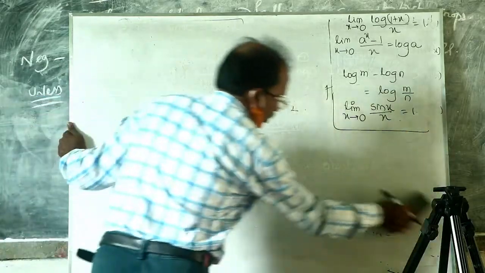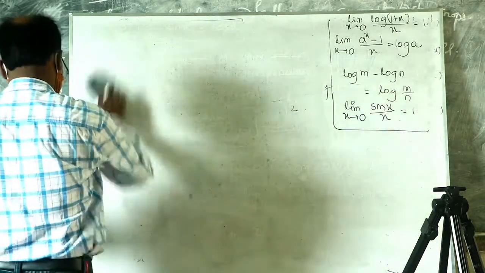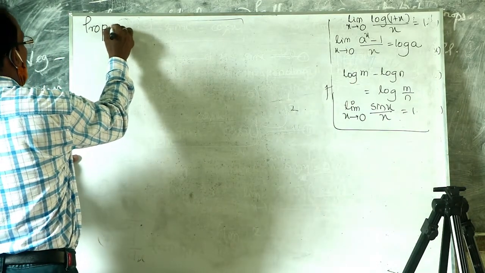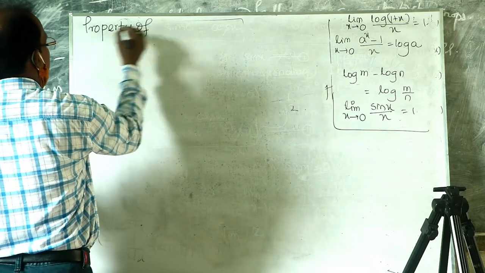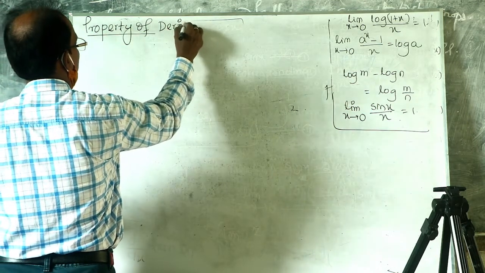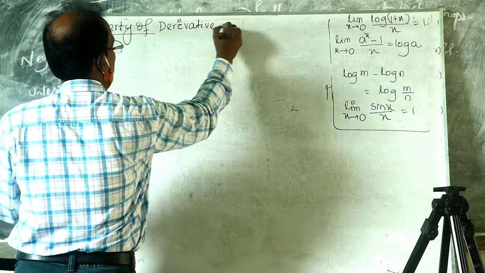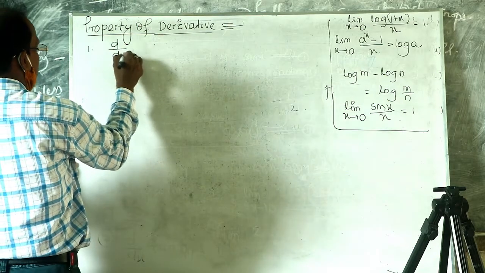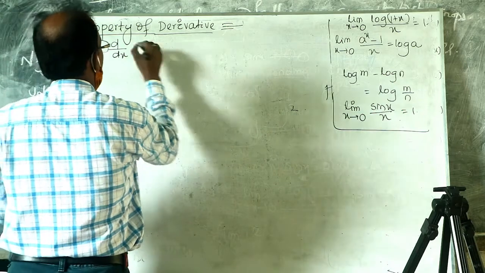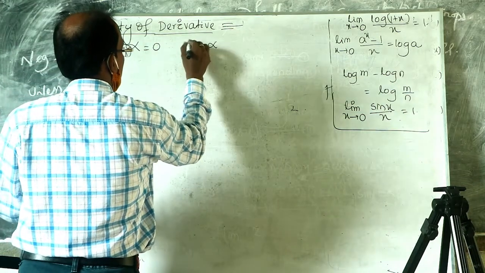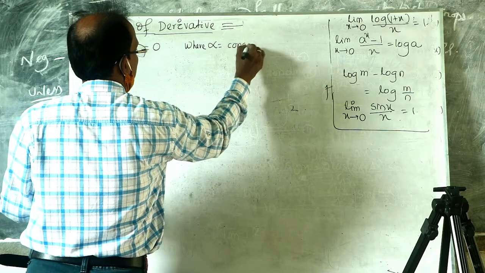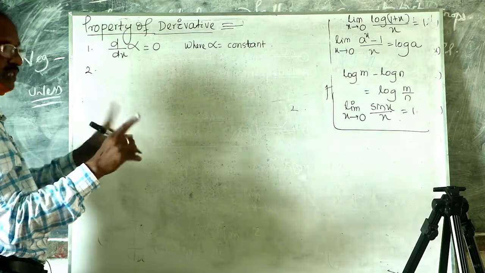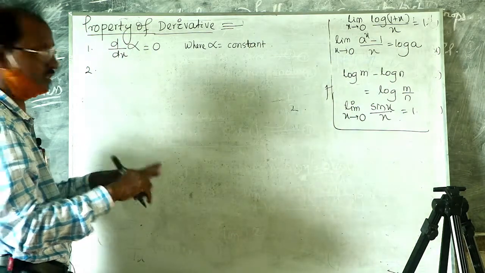Then properties of derivatives. Properties. Number 1, derivative of a constant. Suppose alpha is a constant. So derivative of alpha, where alpha is a constant, derivative of a constant is equal to 0. We have taken as the first formula derivative of c is equal to 0, where c is a constant.